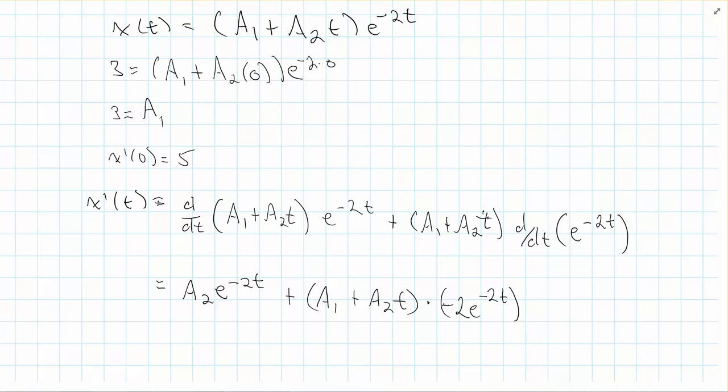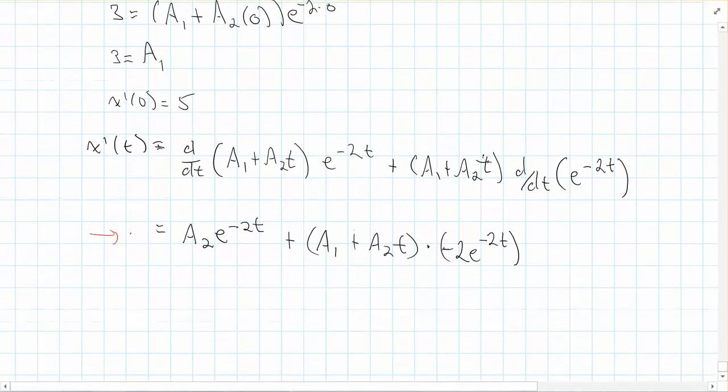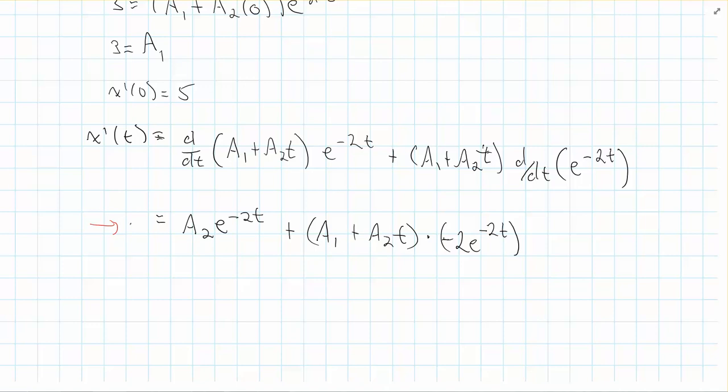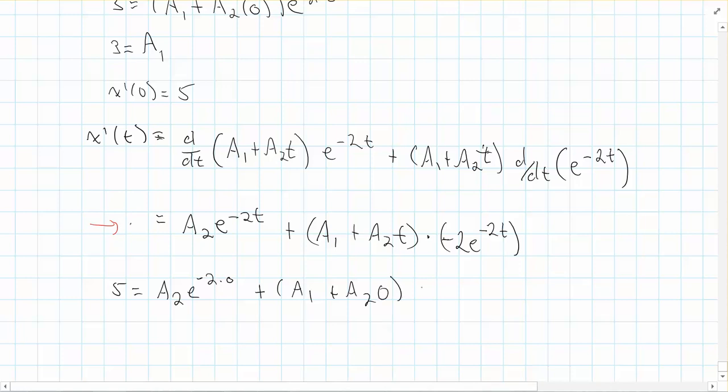Now, as I said, we should be able to just write this step down right here at this point. Hopefully you can just do that. Now, you could simplify it, but we're just going to be plugging in a 0 in there, so why don't we just plug in 0 right away. So we get 5 is equal to, and it's not necessary to write this step down either, a2 e to the negative 2 times 0 plus a1 plus a2 times 0 times negative 2 e to the negative 2 times 0.